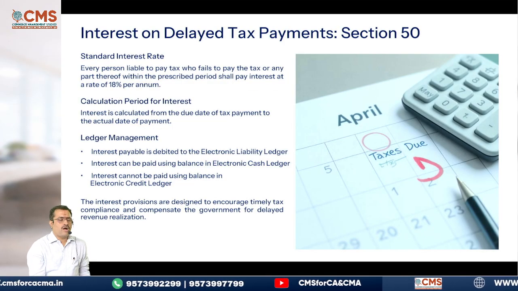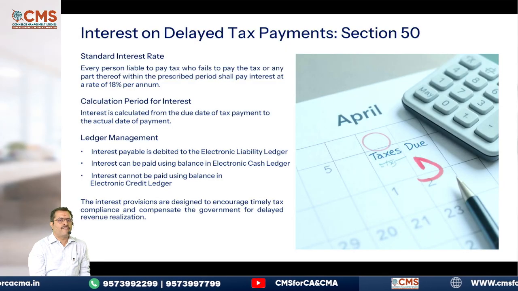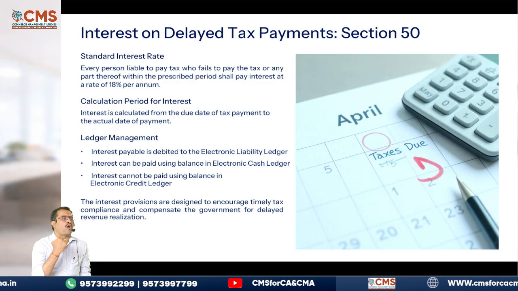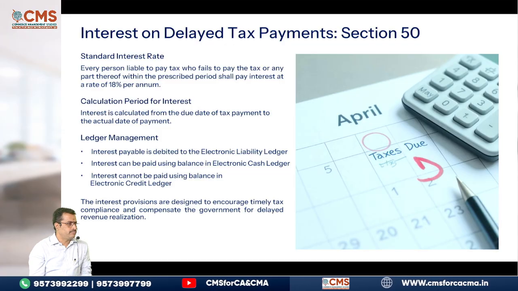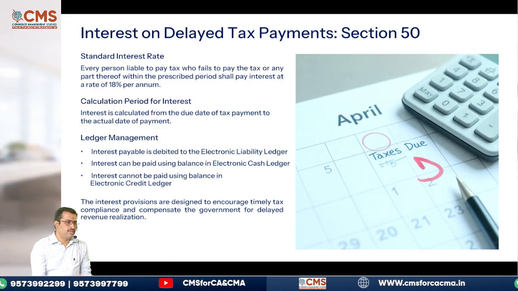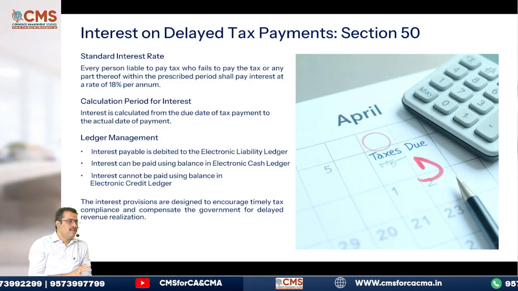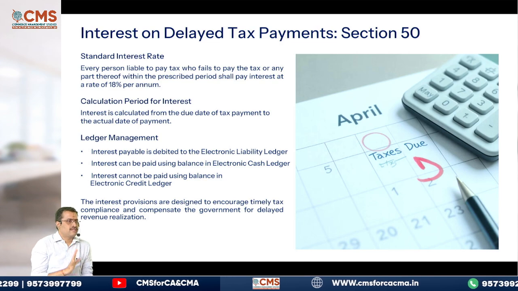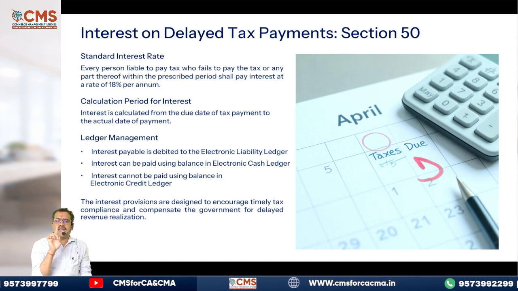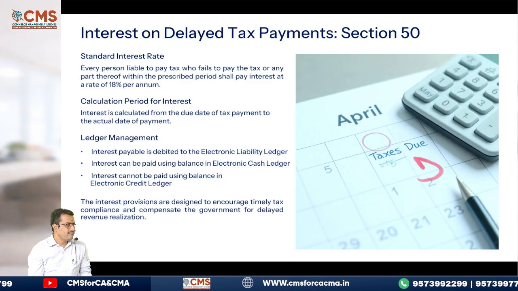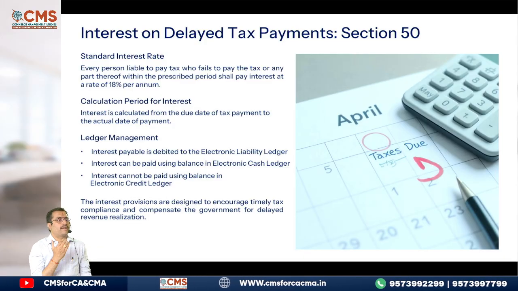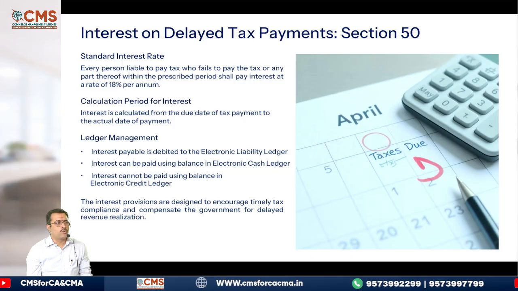Now, last one, if you avail any ITC wrongly, or if you suppress the value of outward supplies, you will end up paying interest under section 50. So section 50 says interest will be 18% per annum. 18% means 1.5% per month. For what? For suppressing the outward supplies.